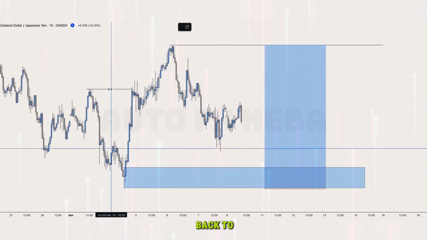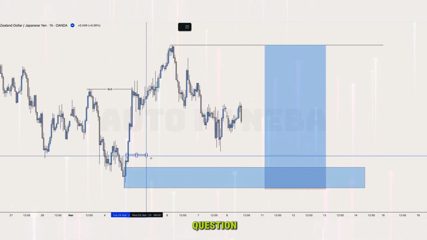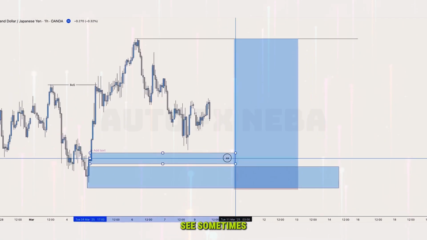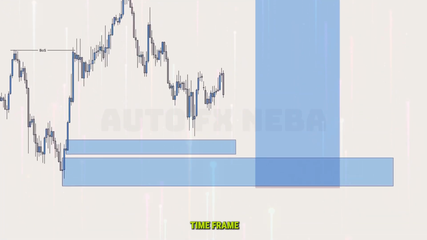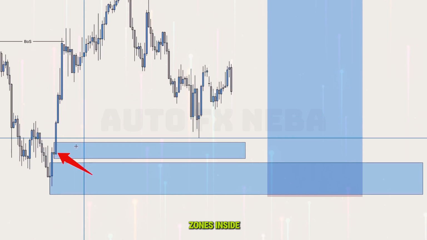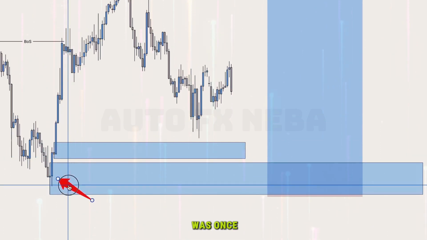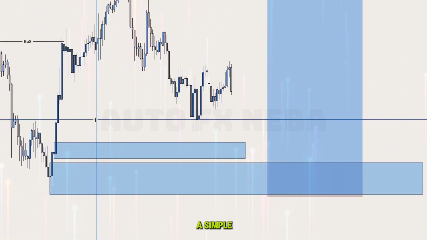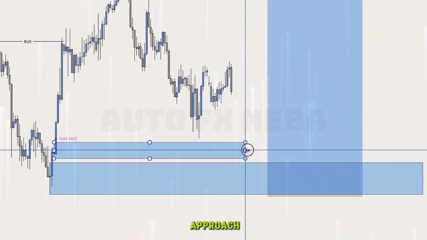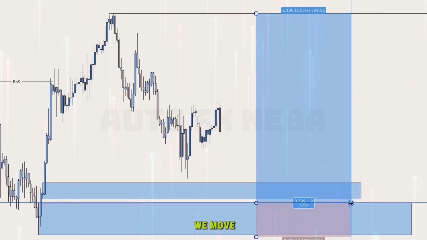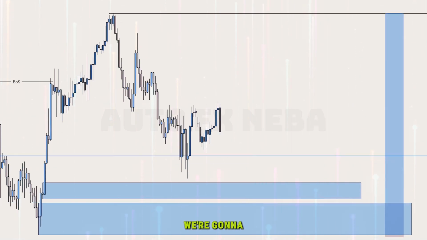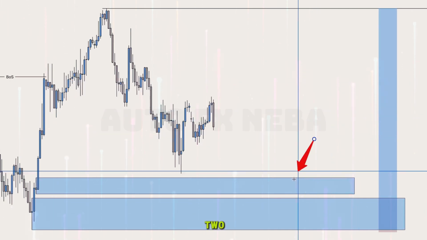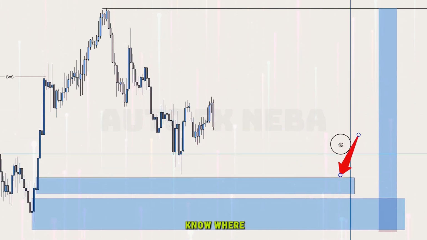Now I want to take it back to the zone just above because the question might be there. How am I going to pick between these two zones? See, sometimes when you go to a lower time frame, you're going to see multiple zones inside of what was once just one zone, and this can make things a little tricky. Now there's a simple way that we can approach this outcome. And before we move on to our new position, we're going to talk about that real quick. So if we now have two zones to choose from, we don't know where to place our order.